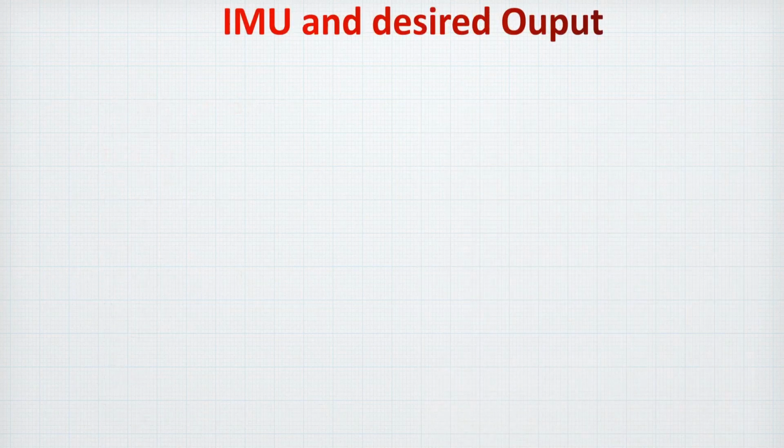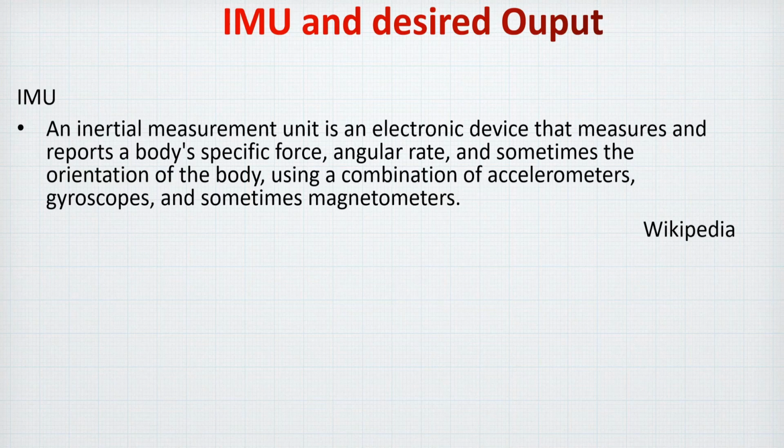Okay, so let's take a look at what the IMU is and the desired output, for people who are not familiar with that. The IMU is an inertial measurement unit, an electronic device that measures and reports a body's specific force, angular rate, and sometimes the orientation of the body, using a combination of accelerometer, gyroscope, and sometimes magnetometer.